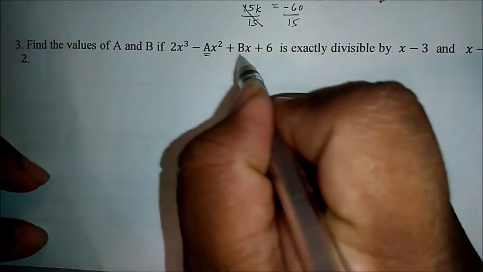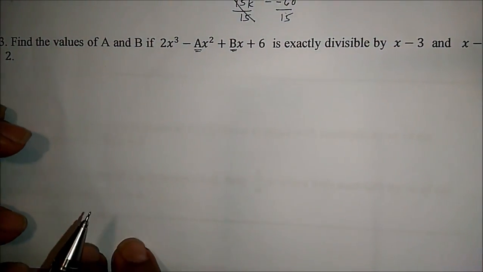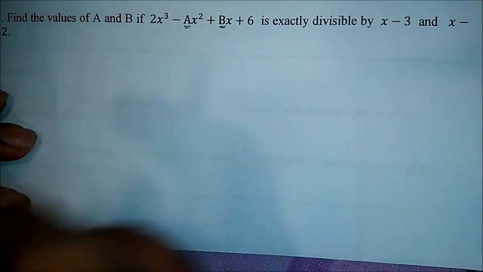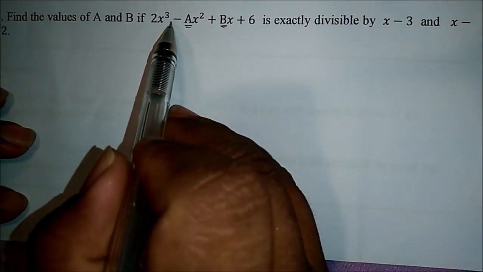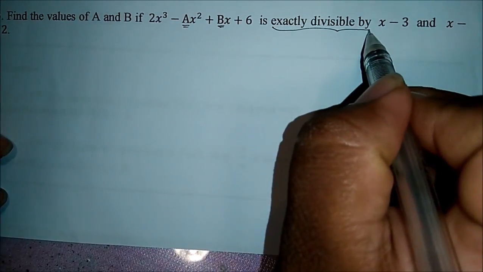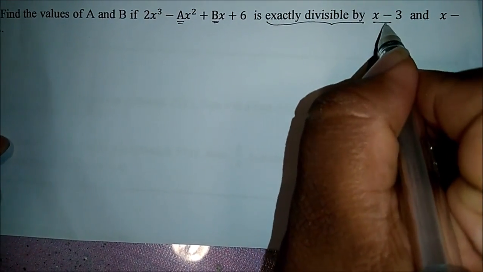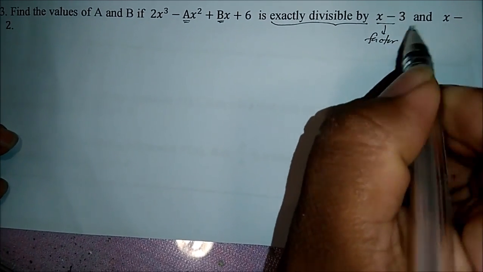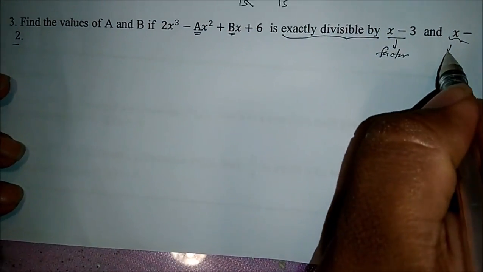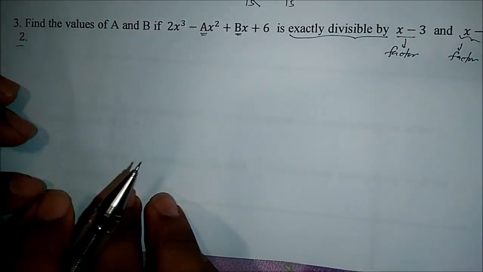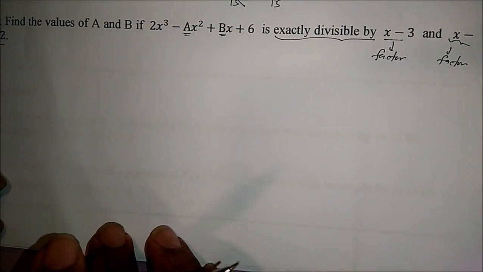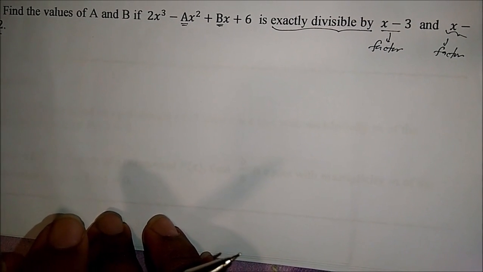In this case, there are two unknown coefficients in the given polynomial. Okay, so tingnan natin. Find the values of a and b if 2x cubed minus ax squared plus bx plus 6 is exactly divisible by x minus 3. That means x minus 3 is a factor, and it is also exactly divisible by x minus 2. So x minus 2 is also a factor. Okay, so we can use the remainder theorem or we can use synthetic division. It's up to you kung anong mas gusto nyong gamitin.